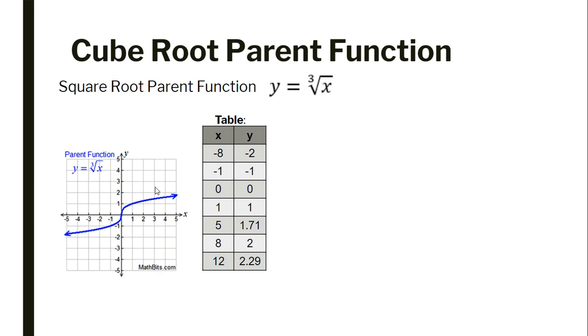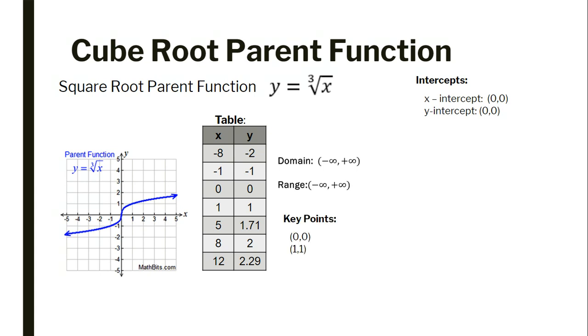Here's what the table looks like. The domain and range are both all real numbers. Please know that. The x and y intercepts are both the origin, 0, 0. The key points again are the origin, 0, 0, and 1, 1. And I would also add -1 and -1.